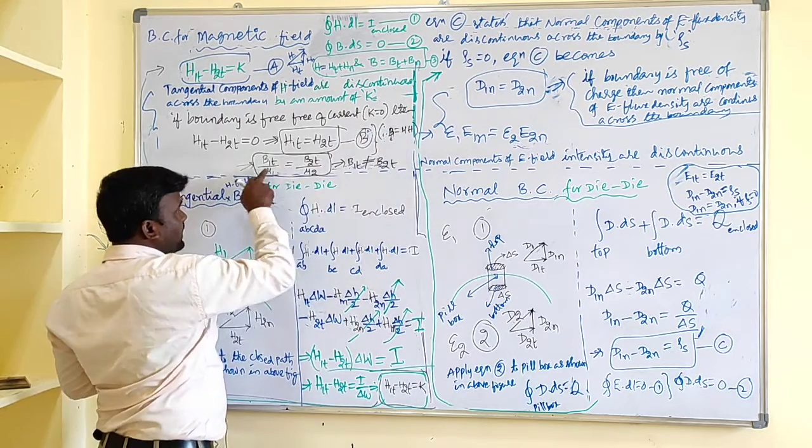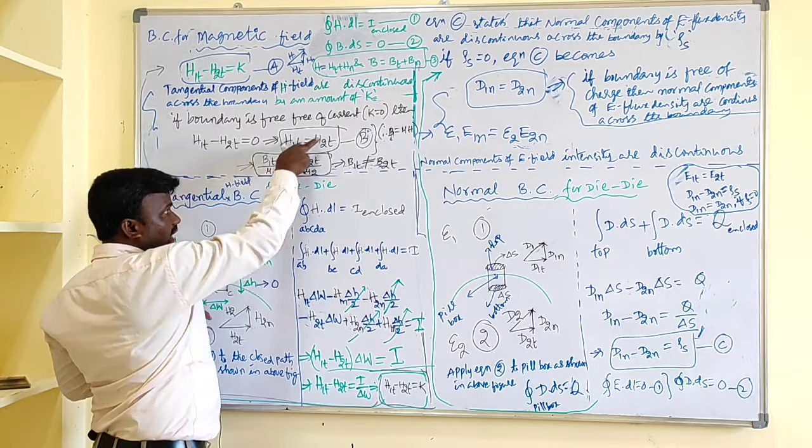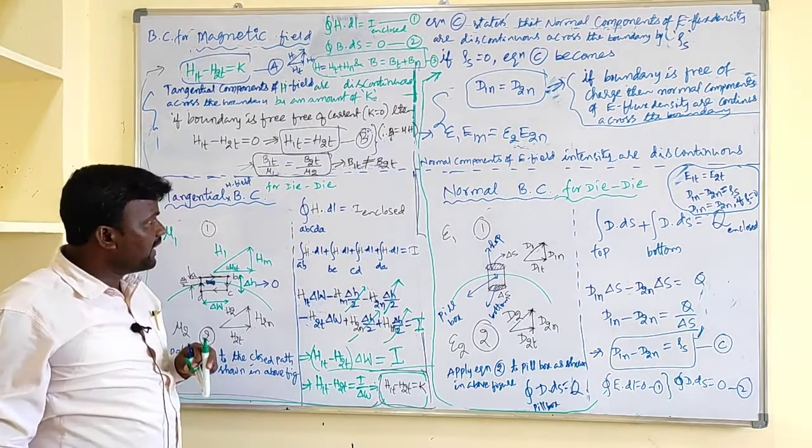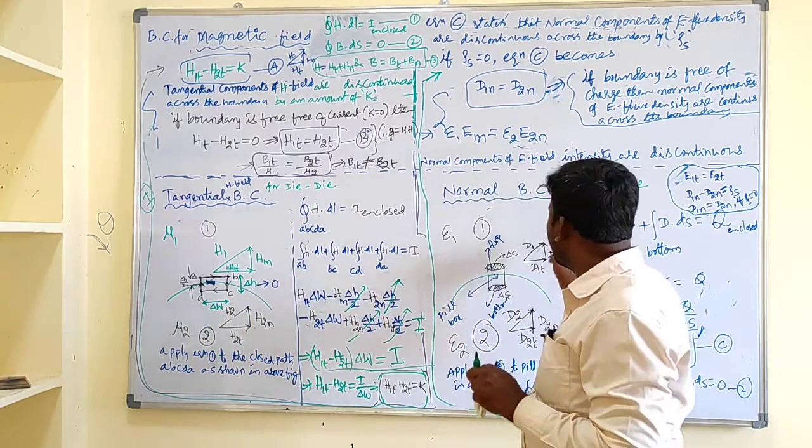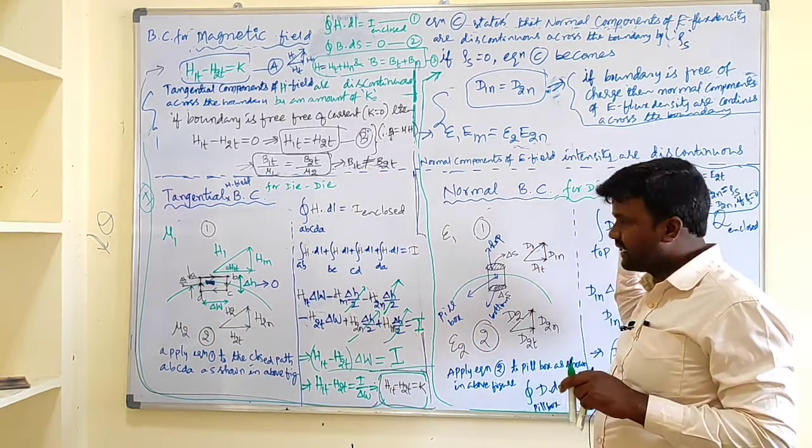B by mu. From that we can write H1t as B1t by mu1, and H2t can be written as B2t by mu2. T indicates tangential components. Now let us move to normal boundary conditions for the dielectric interface.